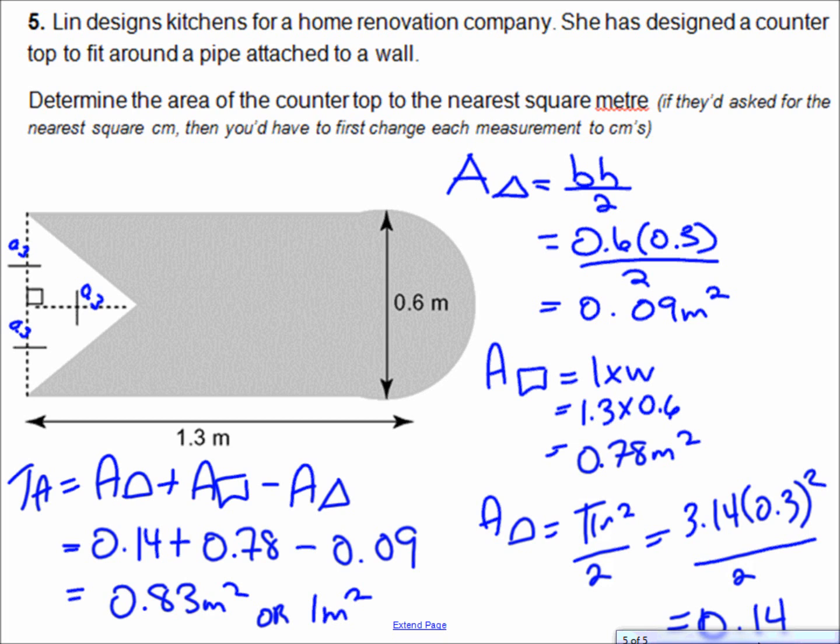Okay, is that fair? Yes? I think my husband learned this the hard way with our countertop. Not really.